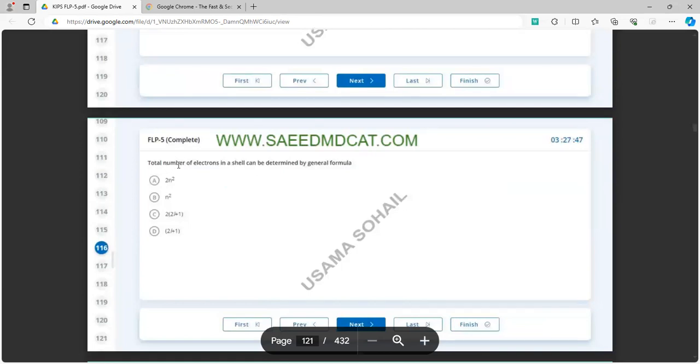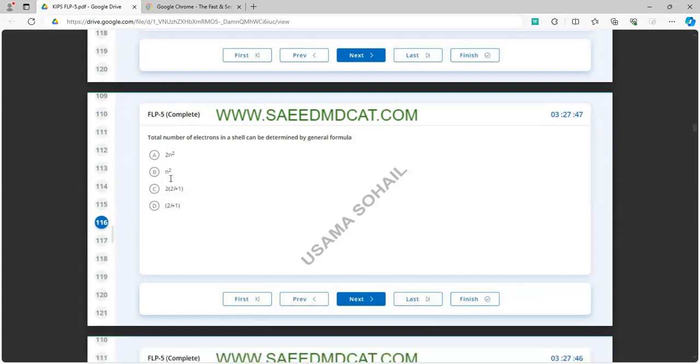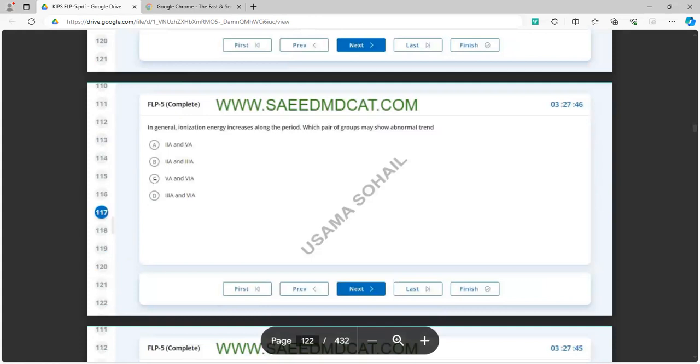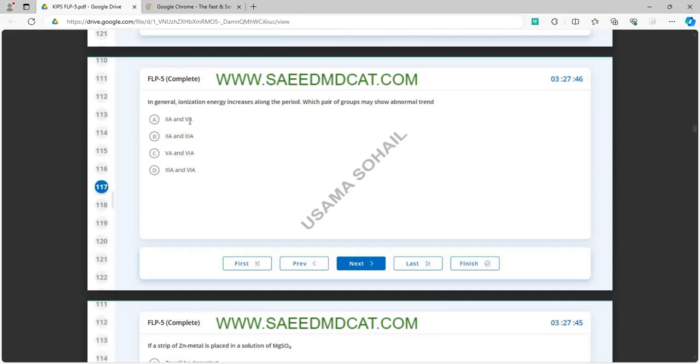The total number of electrons in a shell can be calculated by the formula 2n square, where n represents the shell number. So which pair of groups may show abnormal trends? It is group 2A and group 5A. And if they talk about the periods, it's group 3A and 6A. So the correct answer is A.